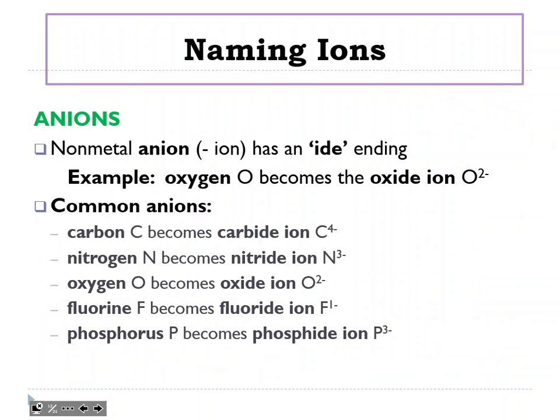Anions. Remember, you did this already. You looked at this. You changed the ending to IDE. For example, oxygen is no longer oxygen, it becomes oxide. A common one is carbide, because carbon changes to carbide. Nitrogen changes to nitride. Oxygen becomes oxide. Fluorine becomes fluoride. That's what's in our toothpaste and when we go to the dentist. Phosphorus becomes phosphide. Okay, so this is how you would note them. Anions, the nonmetals, always change to the IDE ending. Okay? The IDE ending.